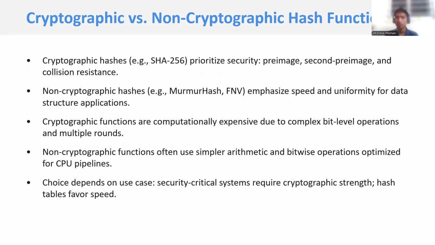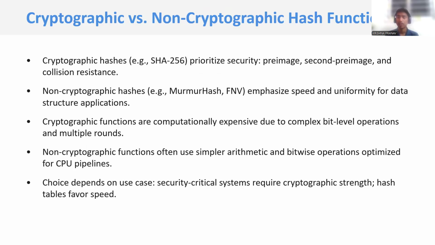Cryptographic versus non-cryptographic hash functions. Cryptographic hashes, for example SHA-256, prioritize security: preimage, second preimage, and collision resistance. Non-cryptographic hashes, for example MurmurHash and FNV, emphasize speed and uniformity for data structure applications.